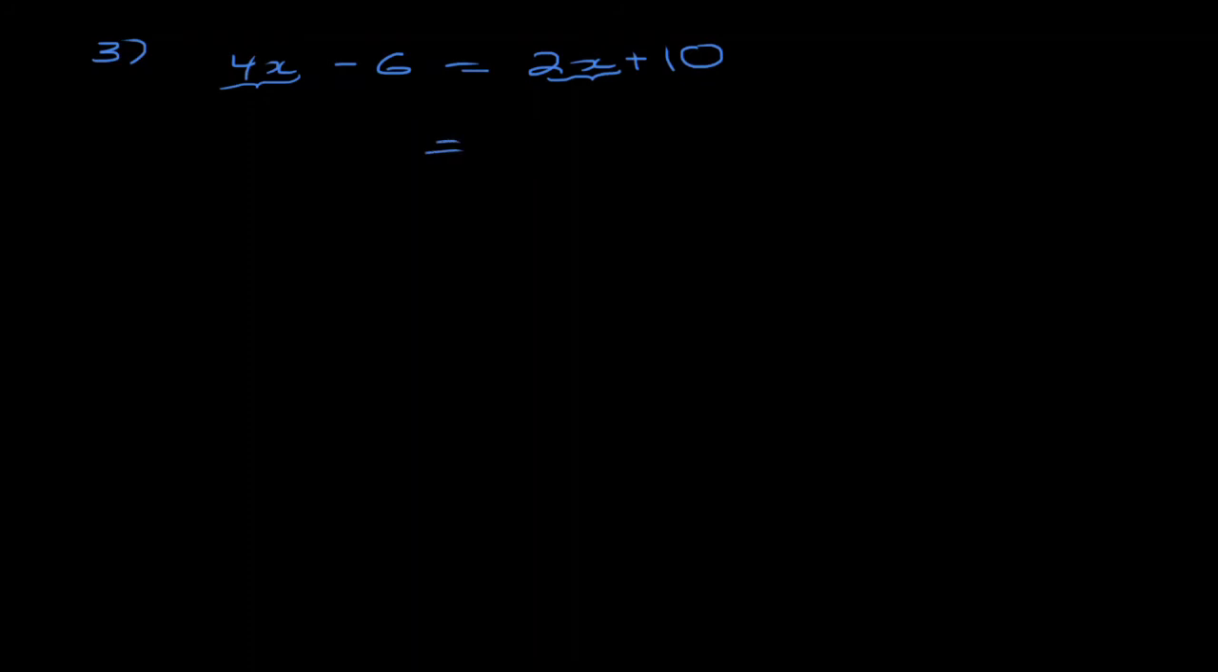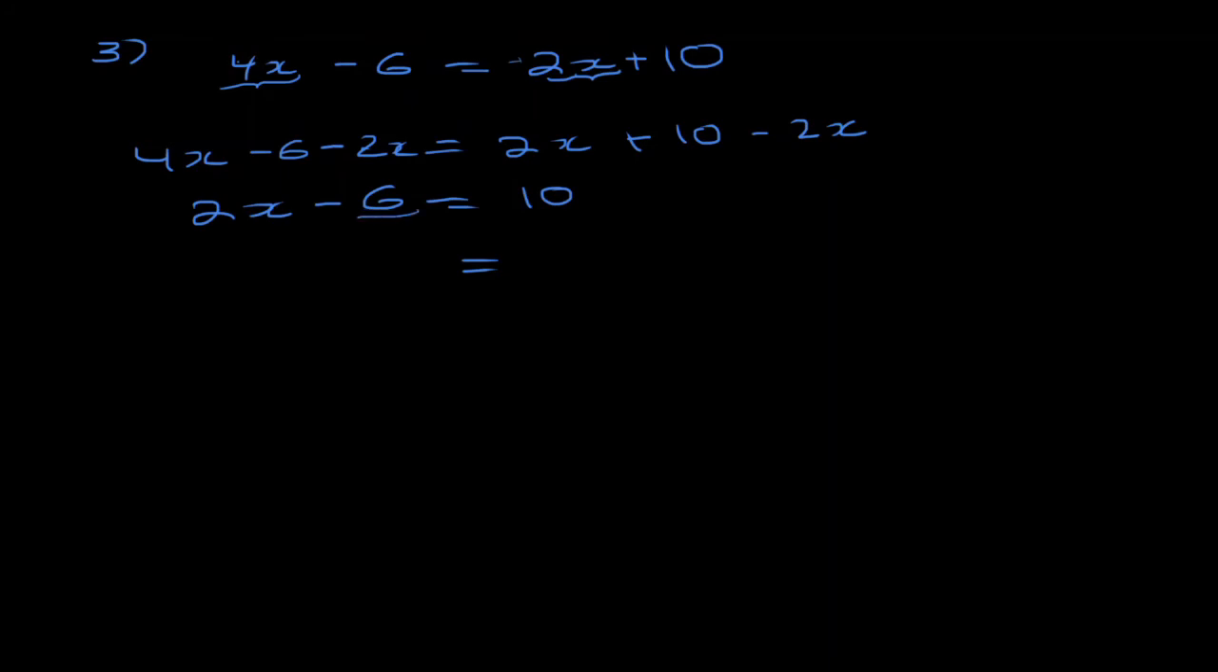So let's start by moving this 2x over to the left-hand side. Since it's a plus 2x here technically, we want to subtract it. What we have to do is 2x plus 10 minus 2x, from each side. So 4x minus 6 minus 2x. So if we simplify this down, on the right-hand side it's just 10. On the left-hand side, you're getting 4x minus 2x, which is just 2x minus 6.